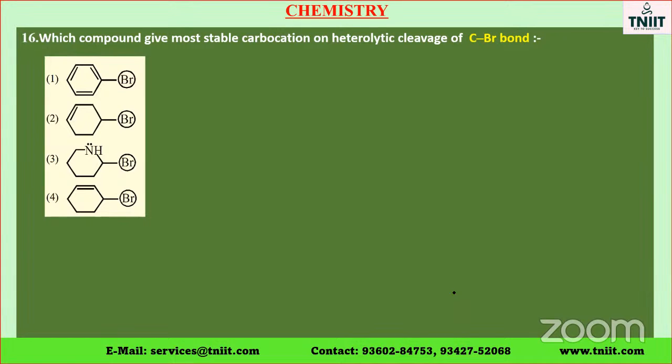Which compound gives the more stable carbocation on heterolytic cleavage of the carbon-bromine bond? So you can see it's all heterocyclic compounds, and they're asking which of them gives the most stable carbocation. The most stable carbocation is given by this. Now we'll denote this ANH.